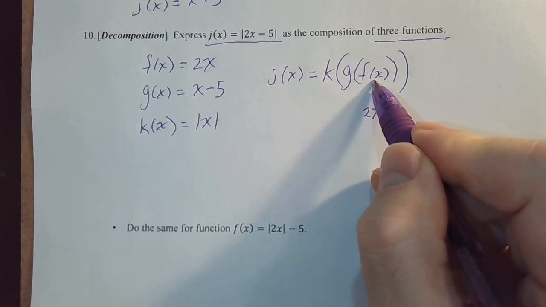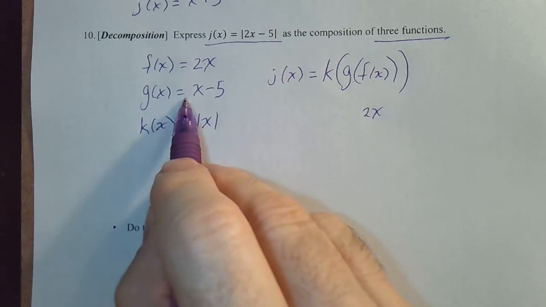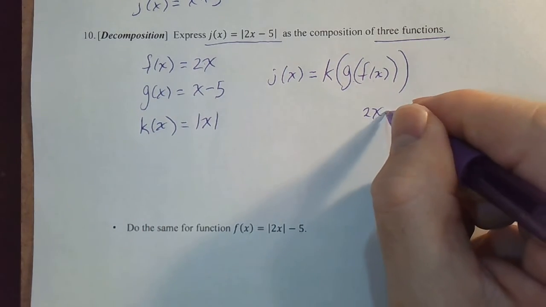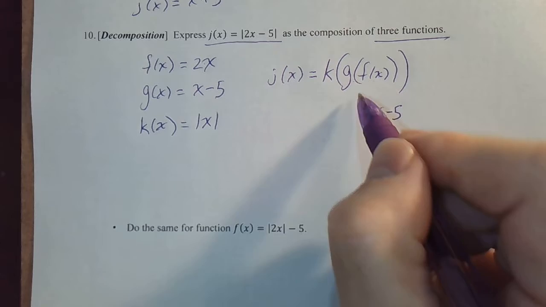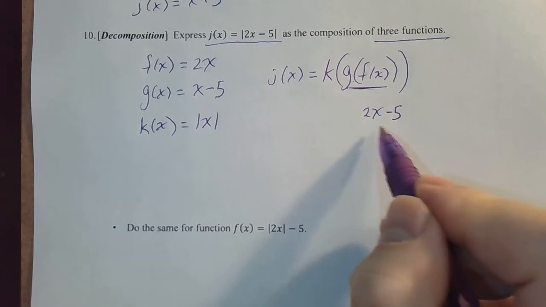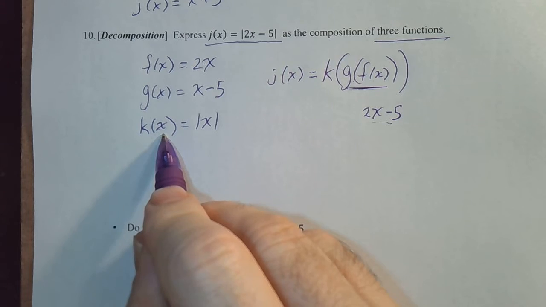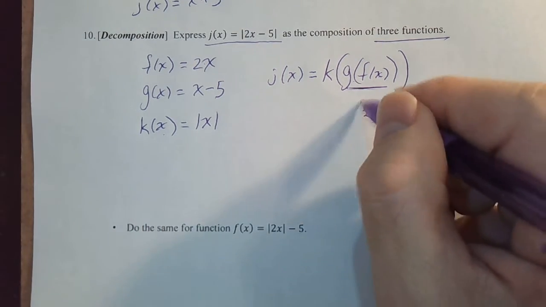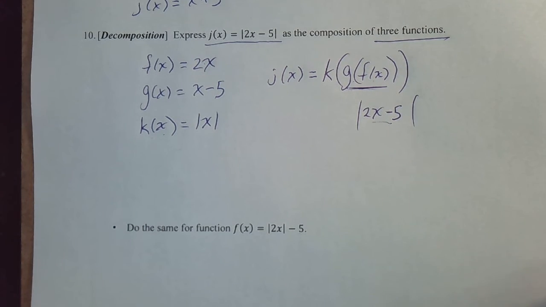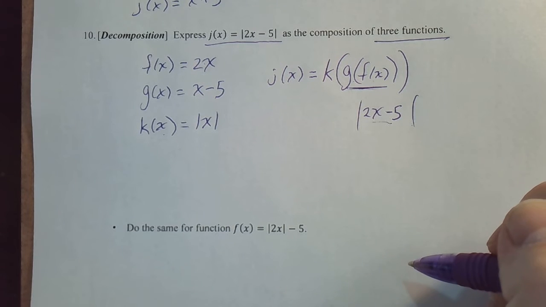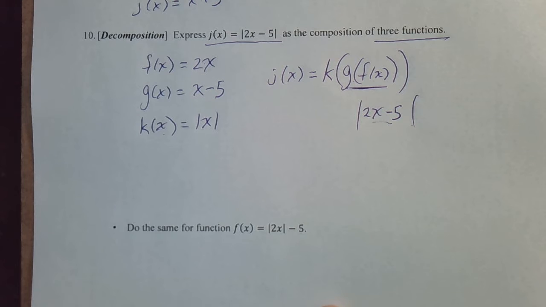So g of 2x would be 2x minus 5. Okay, that's the inside there. And then if we plug 2x minus 5 into the function k, all k does is put absolute values around whatever you're inputting. Okay, yep, these take a little bit of time to get used to.